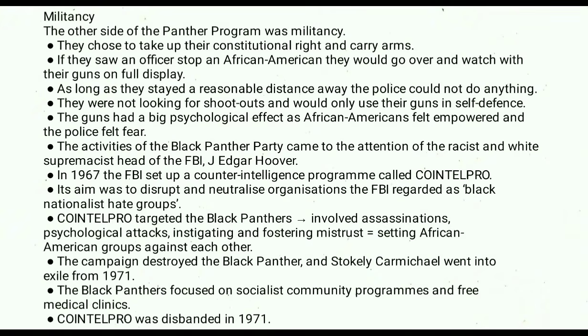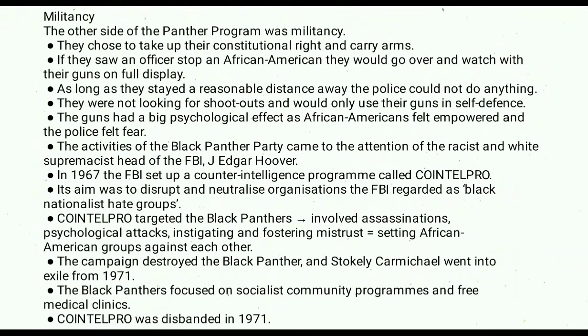Militants. The other side of the Panther program was militancy. They chose to take up their constitutional right and carry arms. If they saw an officer stop an African American, they would go over and watch with their guns on full display. As long as they stayed a reasonable distance away, the police could not do anything. They were not looking for a shootout and would only use their guns in self-defense. The guns had a big psychological effect, as African Americans felt empowered and the police felt fear.